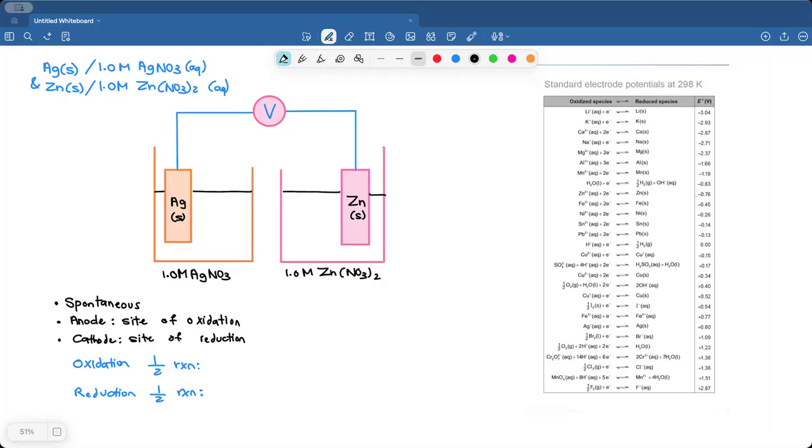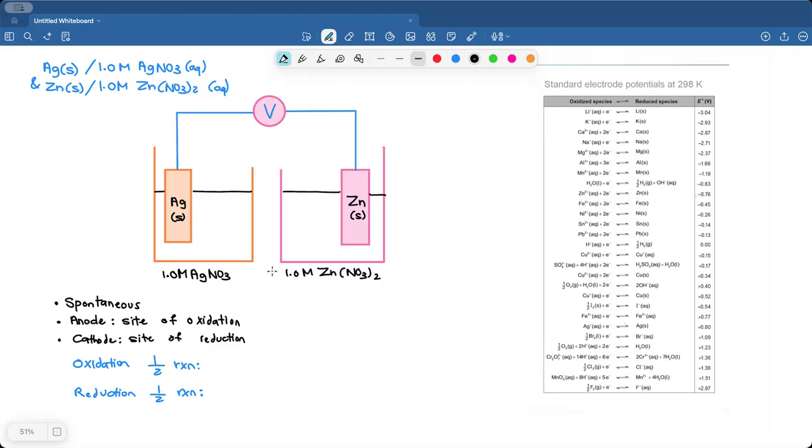Hello everyone, this video is about galvanic or voltaic cell. So galvanic cell is a cell that the reaction in it is spontaneous reaction. Therefore, the voltage of the cell is going to be a positive number. So these types of cells are always made from two separate containers with two electrodes on both sides connected through a wire. And usually we use a voltmeter to show the voltage of the cell.